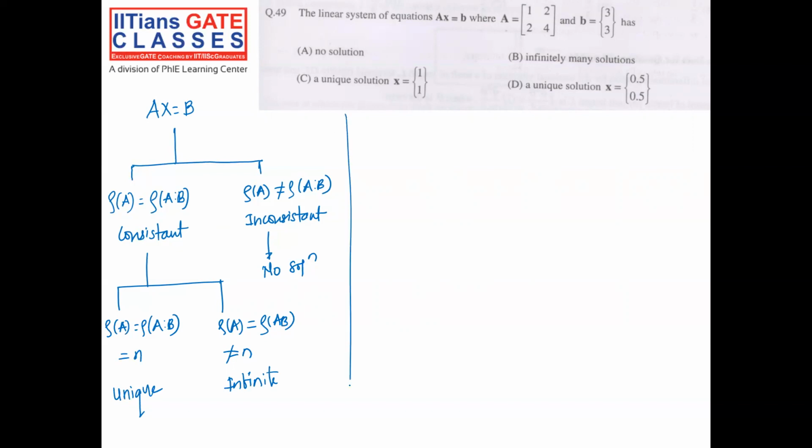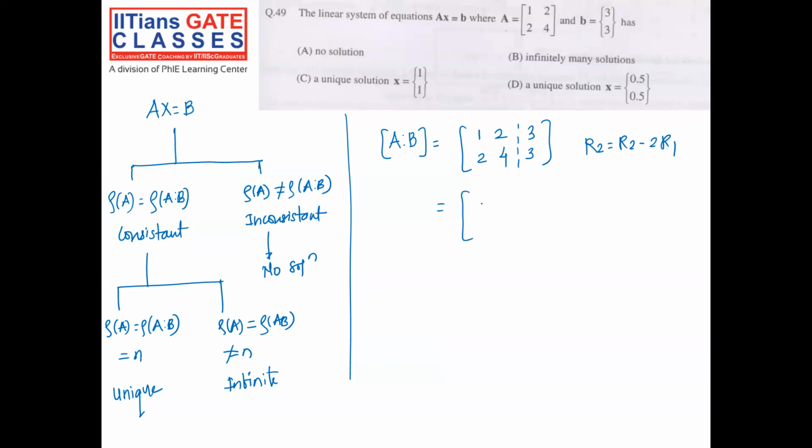The first step is to make the augmented matrix AB, which is 1, 2, 2, 4, a dotted line, 3, 3. And we have to find the rank of this augmented matrix. How do we find the rank? By converting the given matrix into echelon form. So let's try to convert this into echelon form. We'll try to make this 2 a 0 by performing the operation R2 equal to R2 minus 2 times R1.